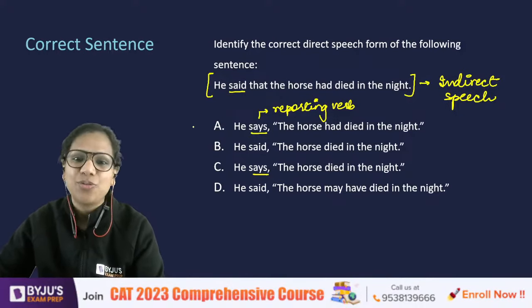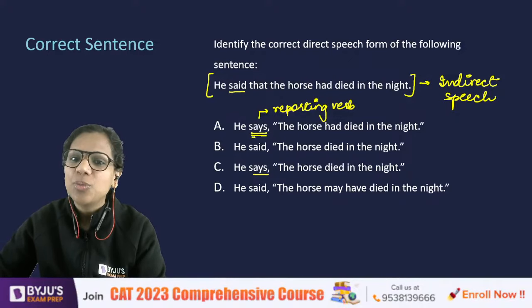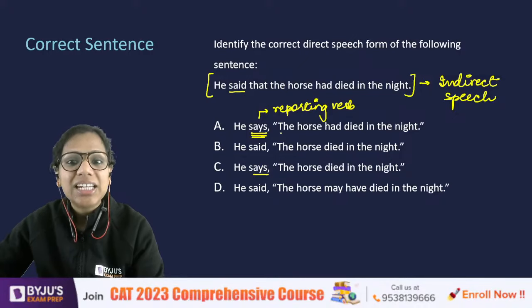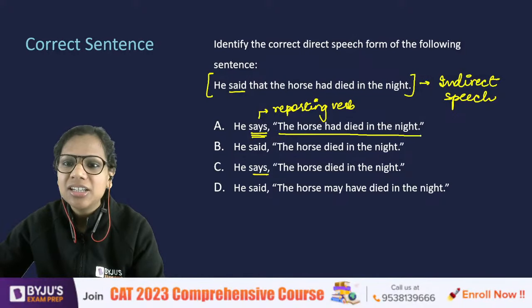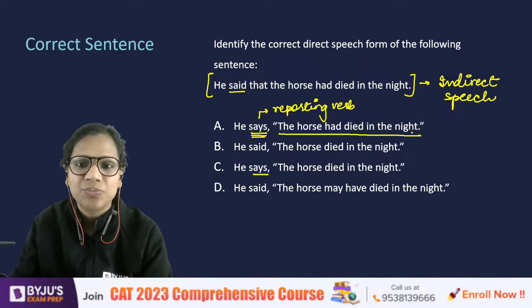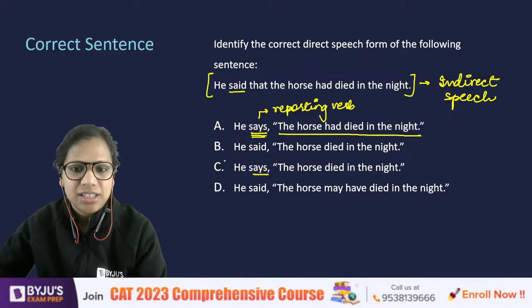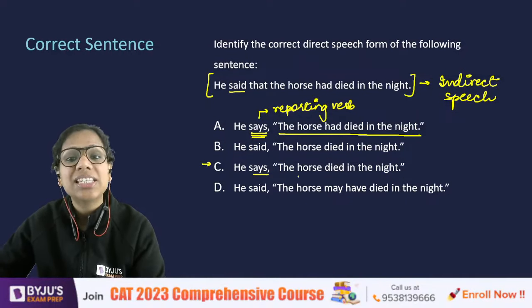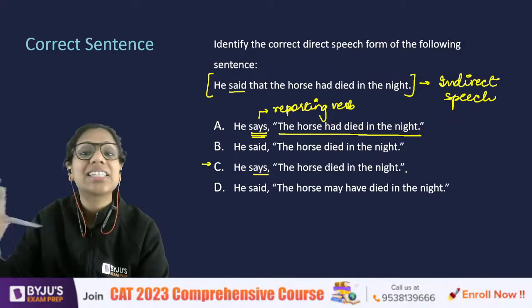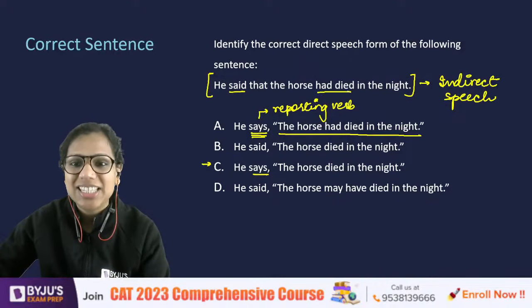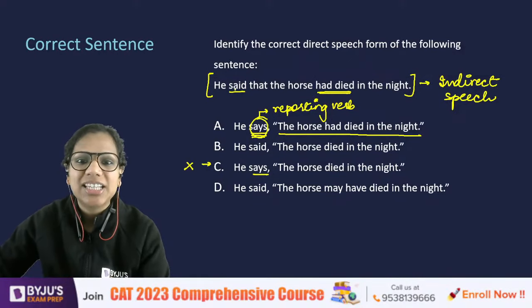Moreover, whenever the reporting verb is in the present tense, which is says, in that case this entire thing does not change its tense. So if I say he says the horse died in the night in the direct speech, the indirect would be he says that the horse died in the night. That's it. No change in the tenses whatsoever. But here I can see that the tense has been changed.